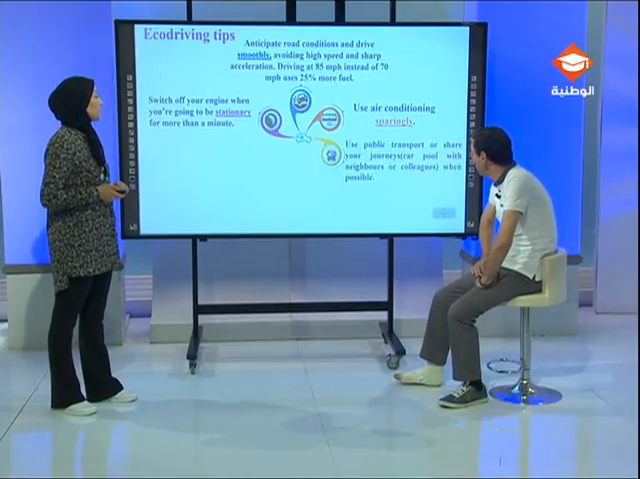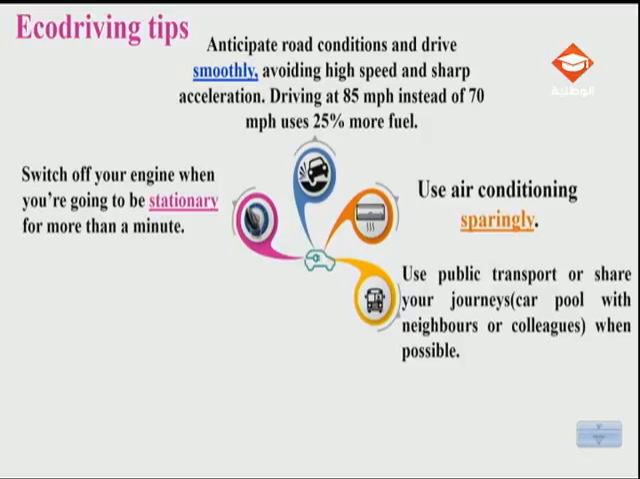Use public transport or share your journeys, that is carpooling with neighbors or colleagues when possible. And I added using bicycles, for example. Yes, if it is a short distance, you can walk or cycle. It's much better. If you are commuting to a faraway place, you can use public transport or carpooling. Carpooling in turns, yes, with a colleague or a neighbor. And this is to put fewer vehicles on the road, and then less exhaust fumes, less carbon dioxide into the air.